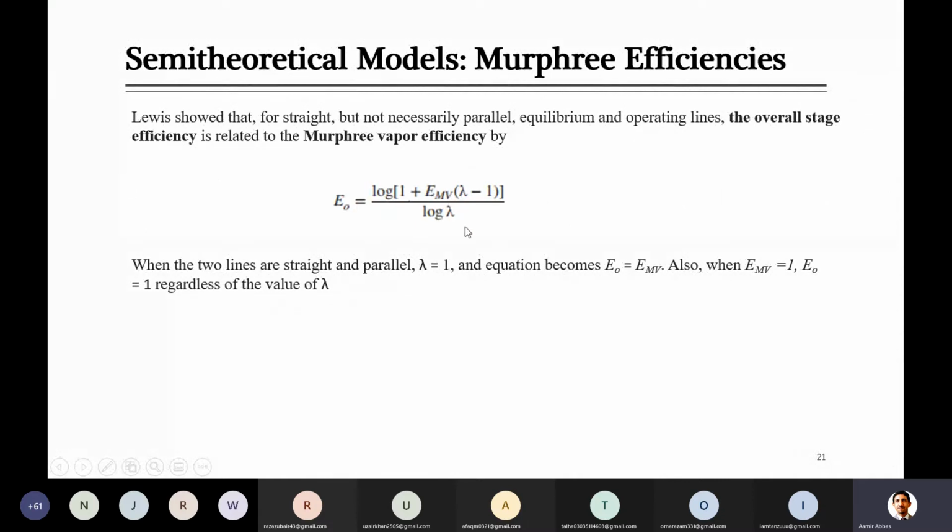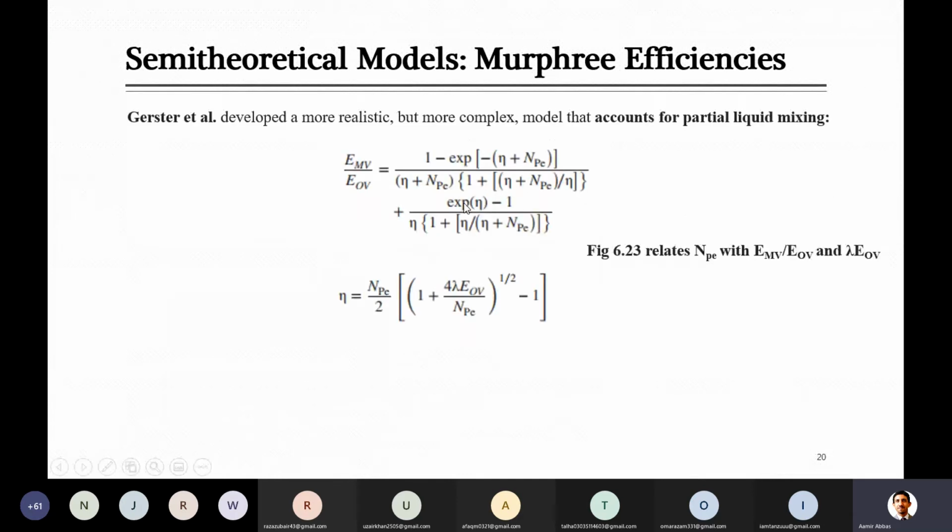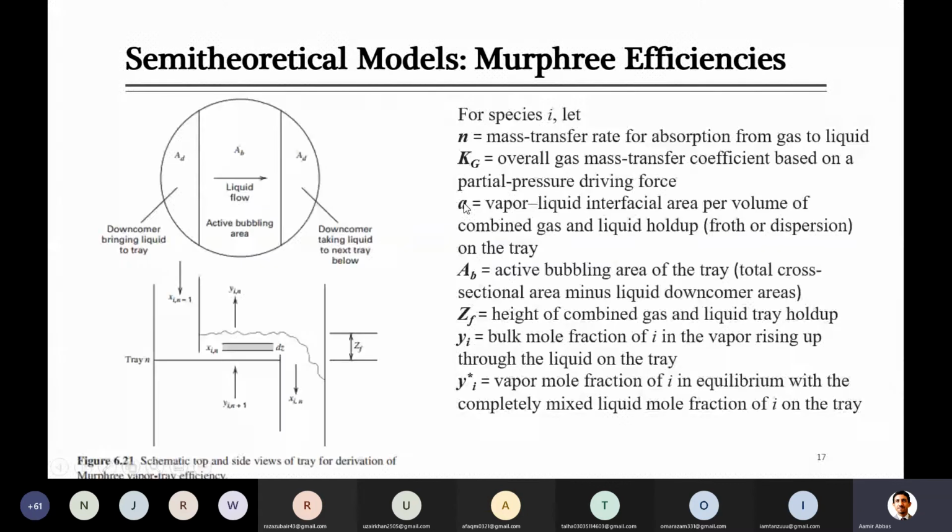So with this equation, later on when you solve the problem, you will need to find the Murphree vapor efficiency by using the equation we saw earlier, somewhere at the start here.